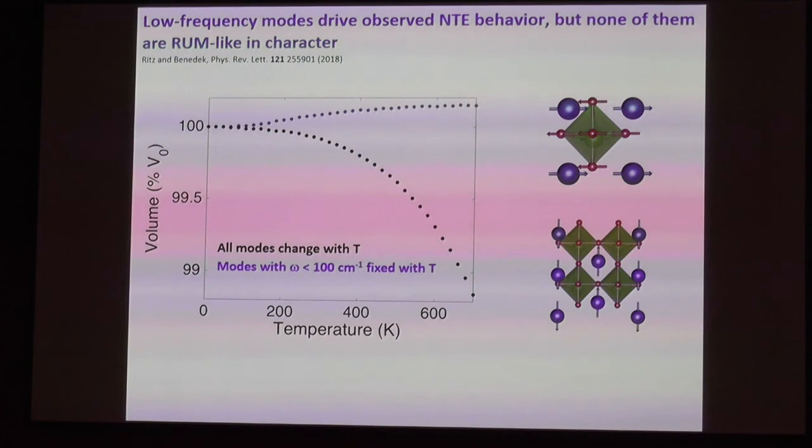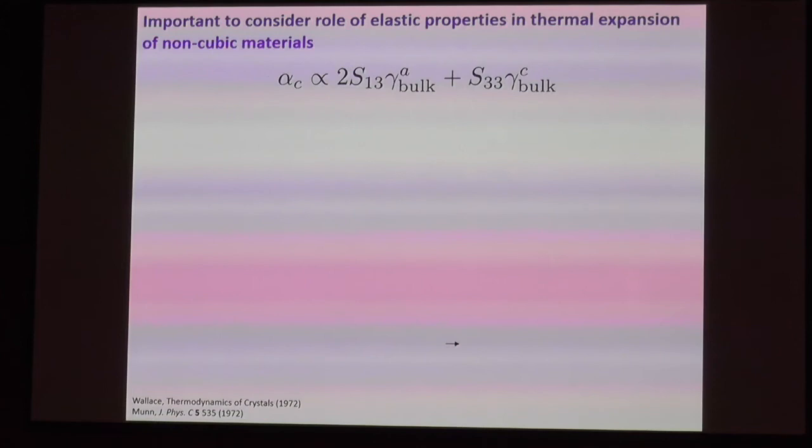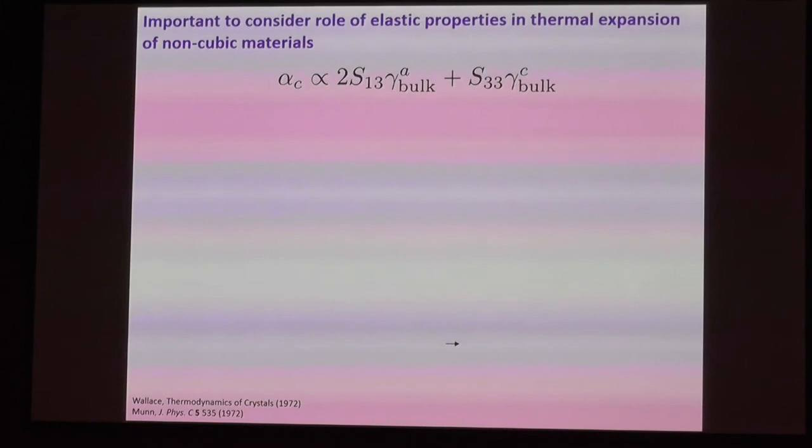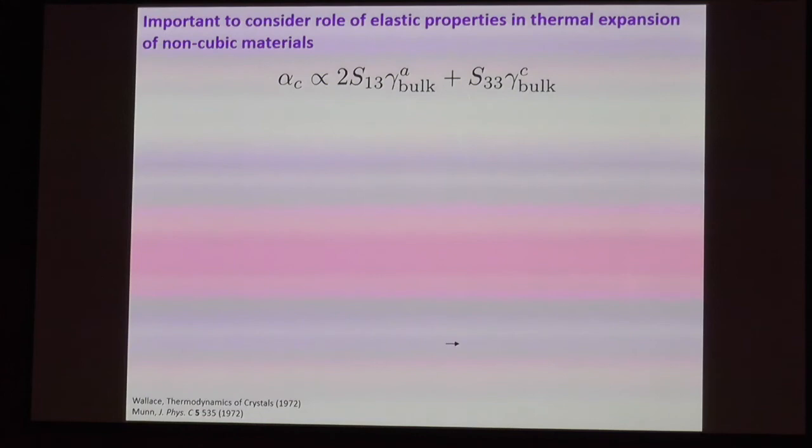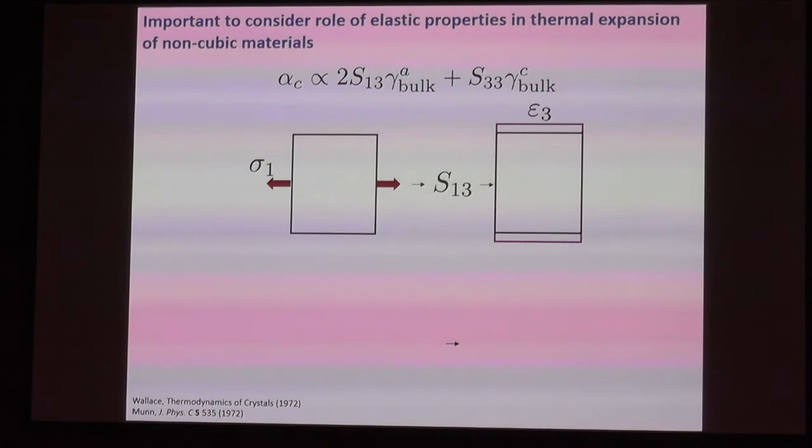Okay, so that's the vibrational part, but there's still the elastic part to look at. I've written the coefficient of thermal expansion along the c-axis here. I've written it out explicitly in terms of specific compliance tensor elements and the Grüneisen parameters. So there are four numbers here, and any of them can be positive or negative, although we already know that the gammas are positive. And here I'm just showing a schematic of what these compliance tensor elements look like.